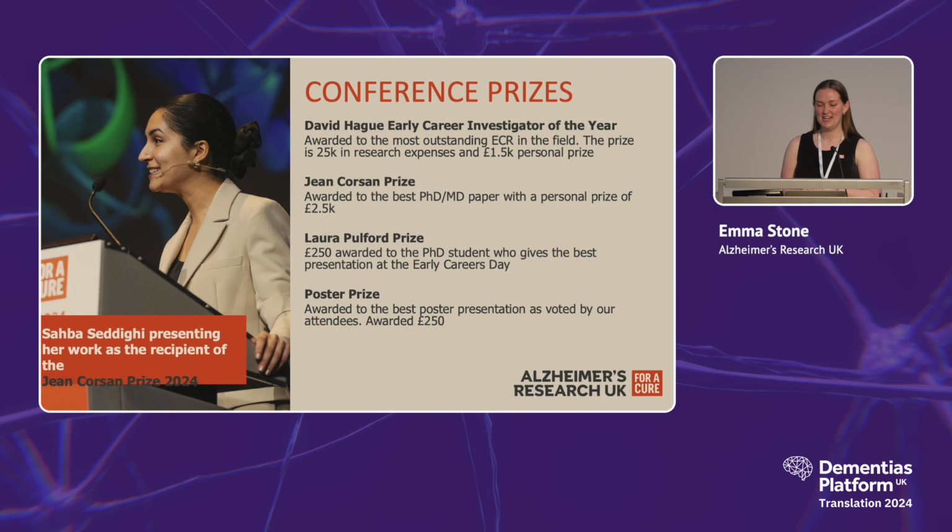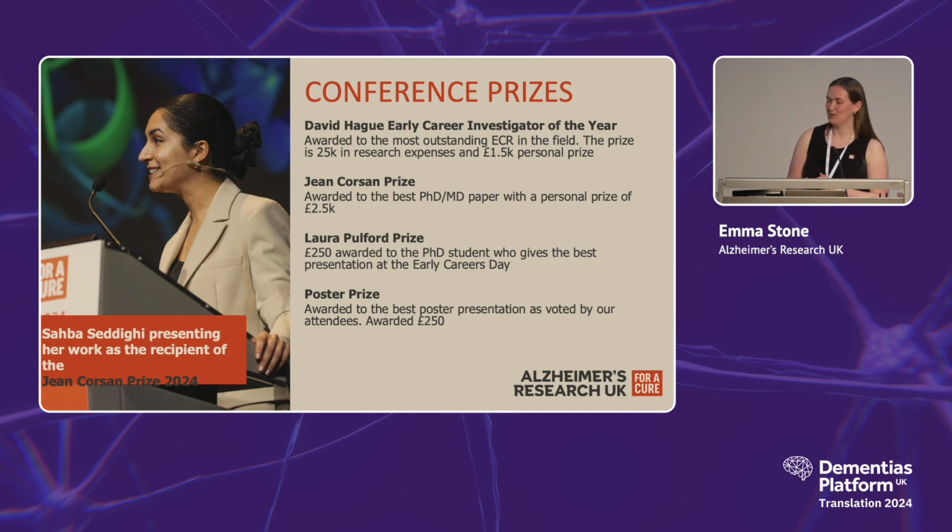There are lots of prizes that come at the conference, and it's definitely worth keeping an eye on these. Probably the biggest one is the David Haig Early Career Investigator Award. So this is awarded to the most outstanding ECR in the field. It's judged by leading neuroscientists across the UK, and is kindly supported by one of our lovely trustees, Caroline van der Broel, after her husband, David Haig. So you will receive £25,000 in research funding and also a 1.5k personal prize, which is pretty good.